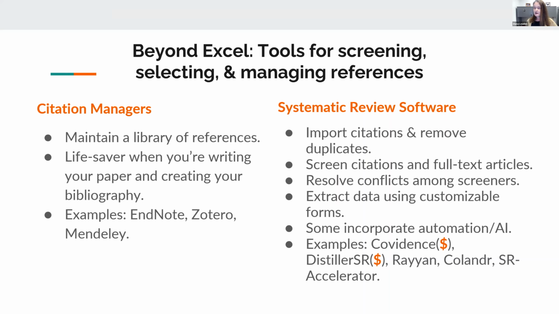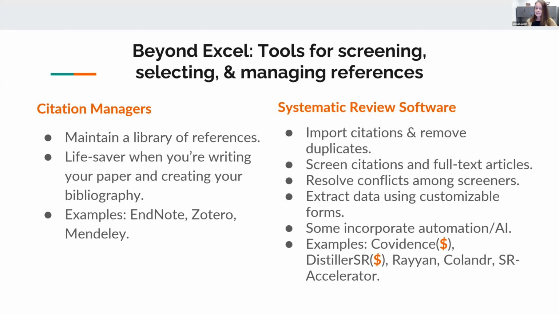Some benefits of many of these specialized software tools are that they can remove duplicate references for you, usually offer a mechanism for screening citations and resolving any conflicts between screeners. They might have customizable forms for extracting data. And then some of them are starting to incorporate artificial intelligence assistance for screening.